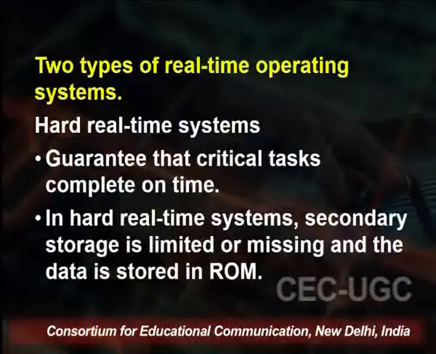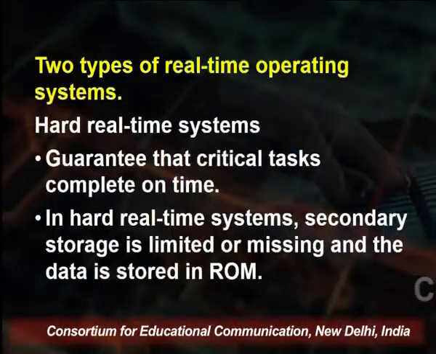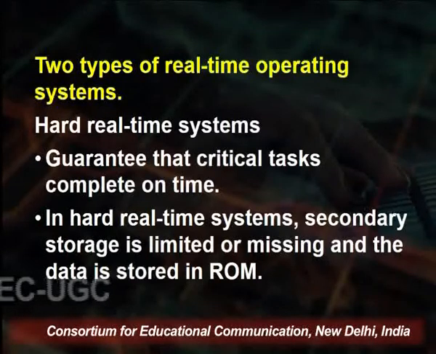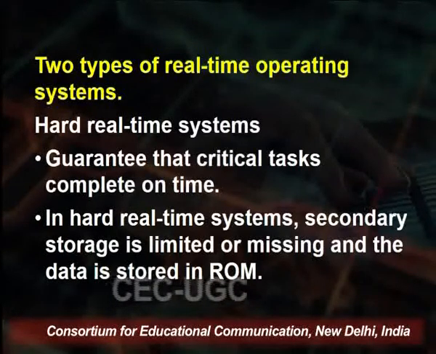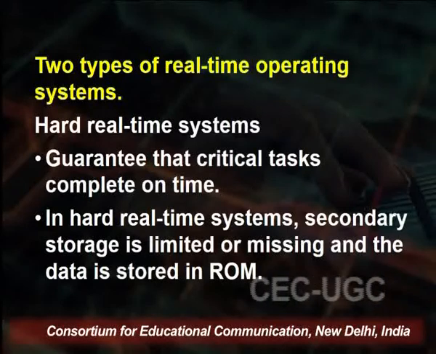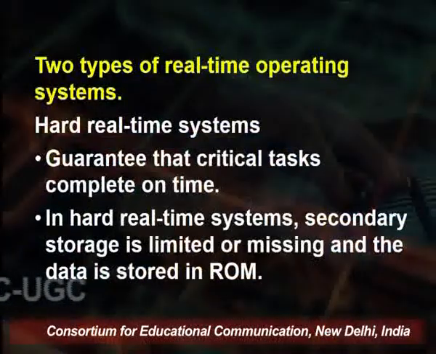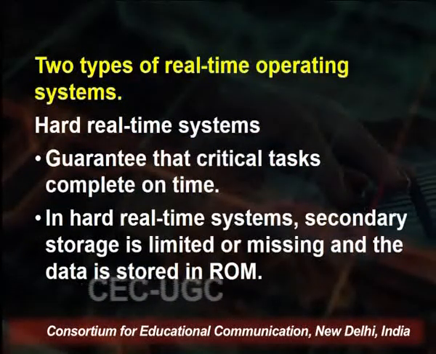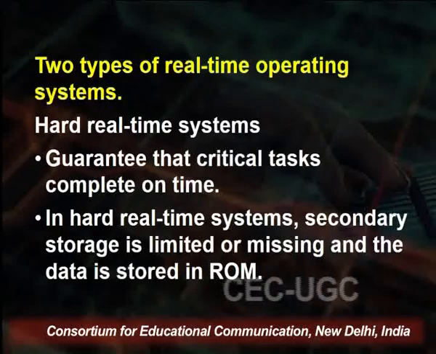Now, talking about real time operating systems, there are basically two types: a hard real time system and a soft real time system. A hard real time system guarantees that critical tasks are completed on time. Because it is about very quick input and output, secondary storage could be limited or missing, and the data is stored in ROM because of the fast access.